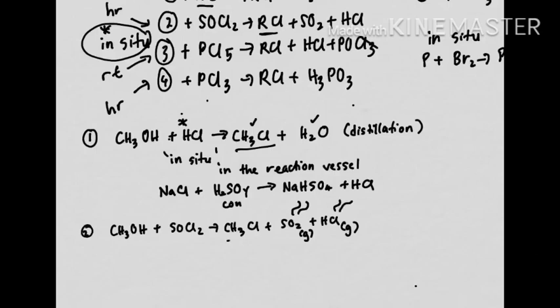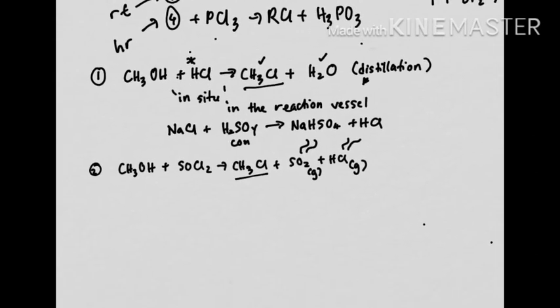So if you want to actually collect this particular halogenoalkane, it's much easier compared to the first method, because in the first method you need to do distillation to separate the water, but this one you are going to get CH3Cl directly. So this is going to be the advantage of using SOCl2. Now let's have a look at the third reaction.